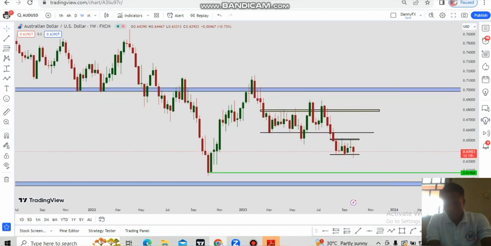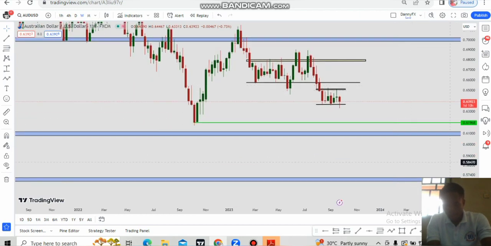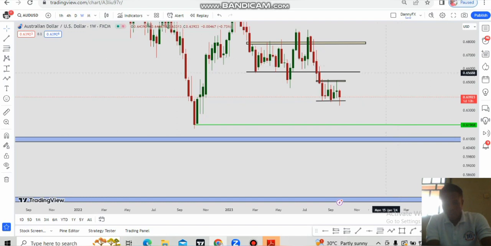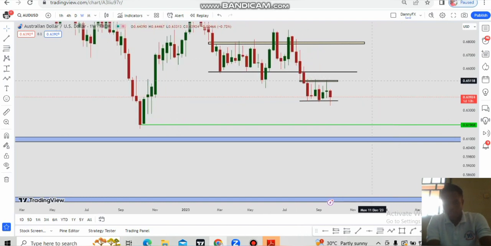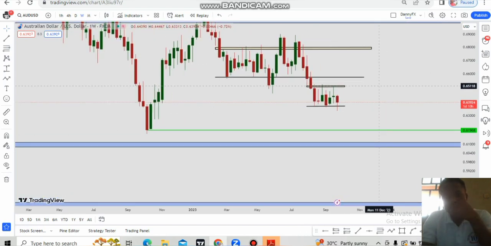Forex Finesse students, you understand what I'm talking about. Now you scale down to the weekly time frame. What is happening in the weekly time frame? The market is moving sideways.